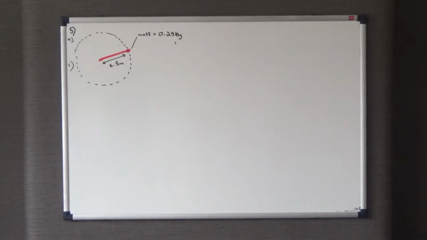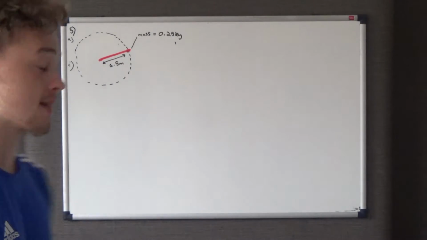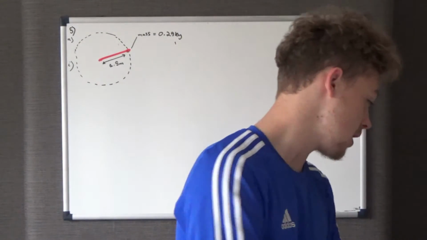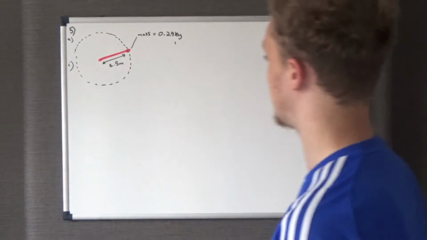Welcome, this is question number 5 for AQA's A2. This is the Unit 4, Section B, okay? As I say, this is question 5.